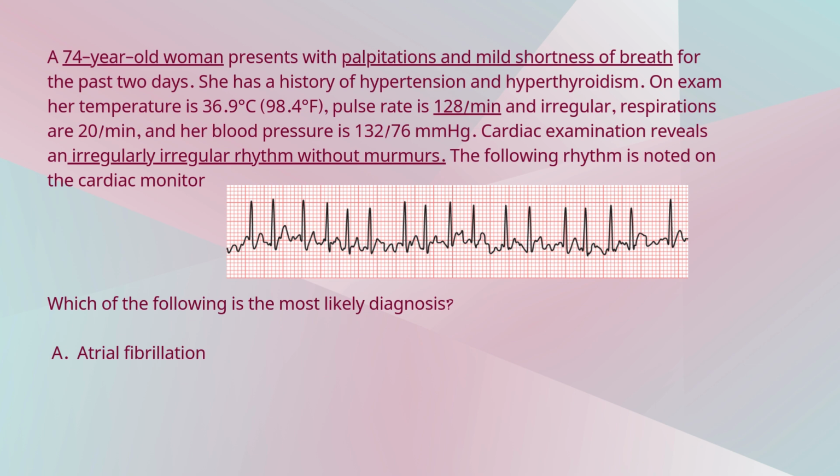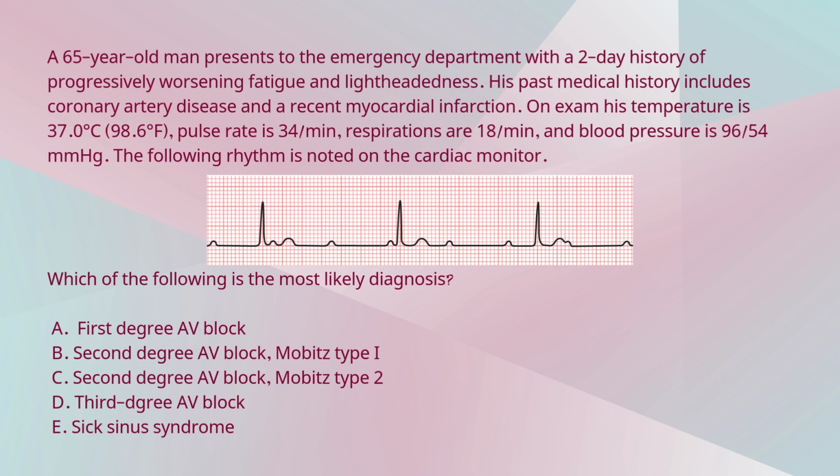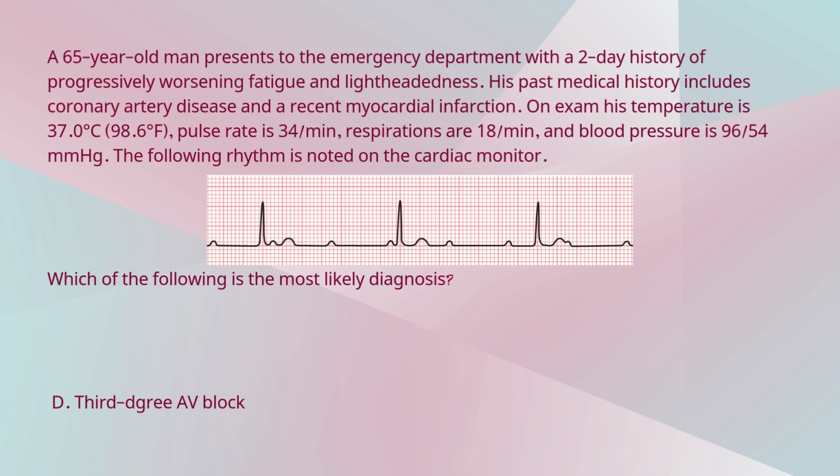Again, don't forget to pause your screen. It's only going to be up for about 5 to 10 seconds, and then we'll go over the answer. Well, this gentleman unfortunately has a 3rd-degree AV block, otherwise known as a complete heart block. So once again, we see these sort of vague symptoms that are associated with dysrhythmias. He's got fatigue, lightheadedness. He's also got those risk factors for coronary artery disease and a previous MI.